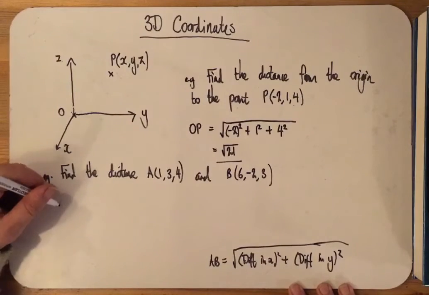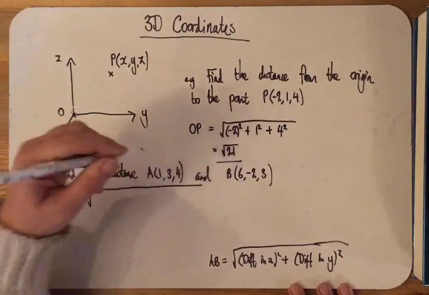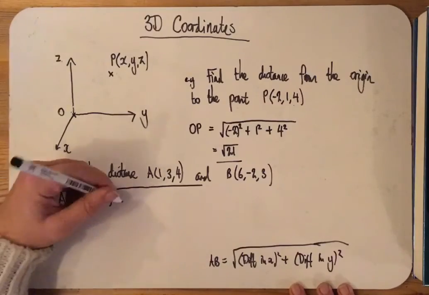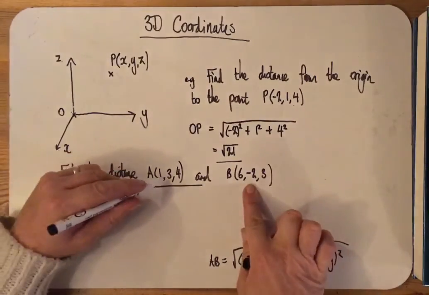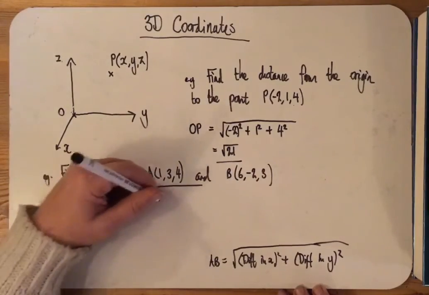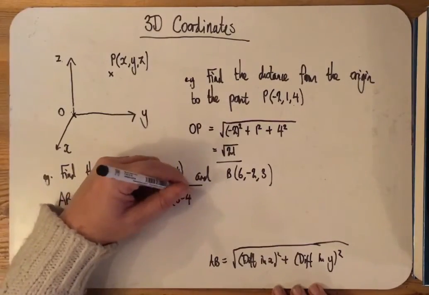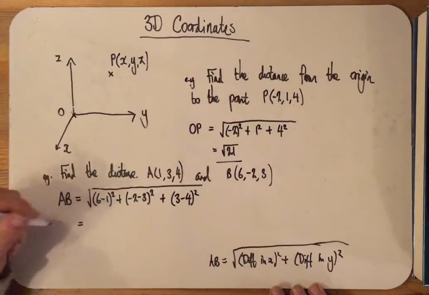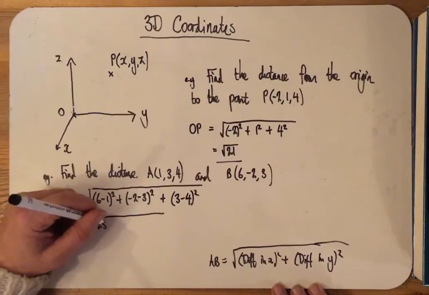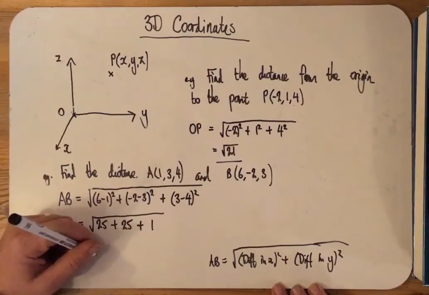So AB is equal to the square root of 6 minus 1 squared plus minus 2 minus 3 squared plus 3 minus 4 squared. And that's equal to the square root of 25 plus 25 plus 1, which is root 51.